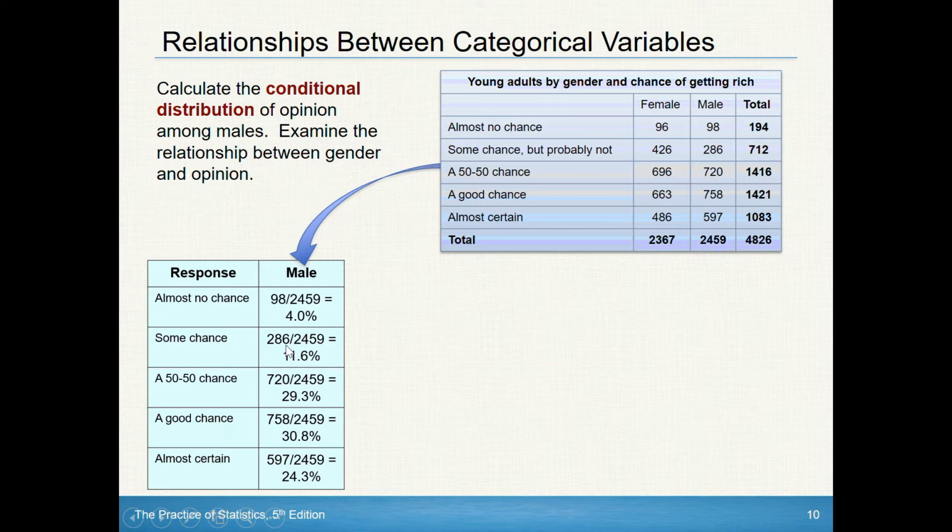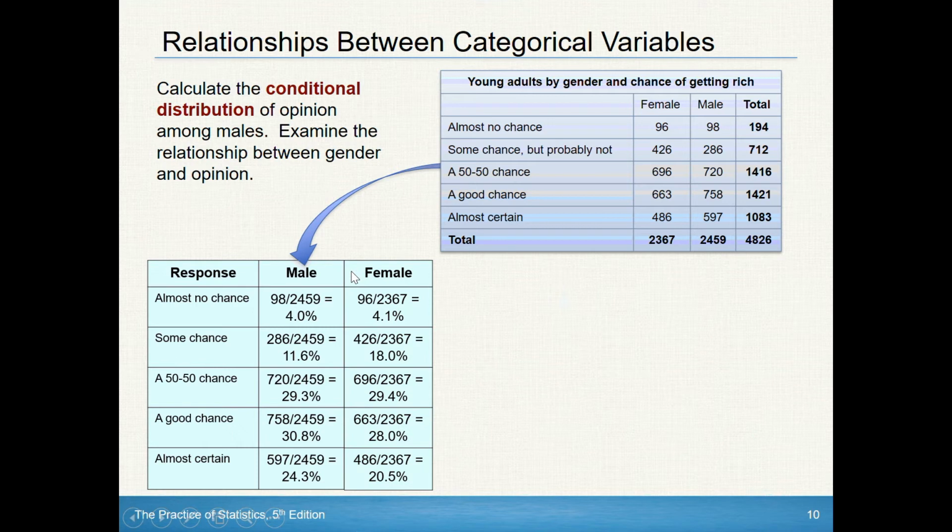And then we do the same thing for some chance, 50-50 chance, etc. on down. Then we're going to do the females as well so that we can do the second part of this question, which was examine the relationship. And if we look at them here, we could do a little bit of analysis by looking at just the percentages in the table, but often people like to see graphs so they can quickly and easily see.